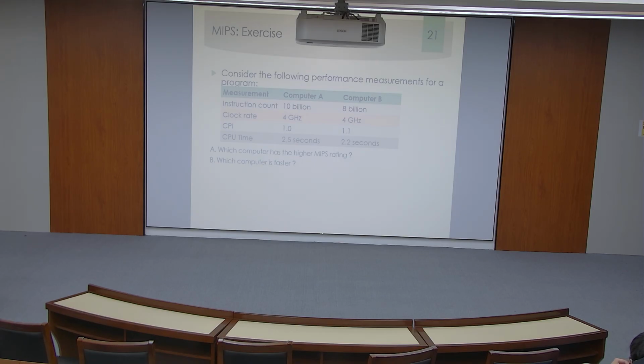So we have the instruction count for computers A and B, the clock rate, the CPI, and the CPU time. I want you to tell me which one has the higher million instructions per second rating. Please, you have 2 minutes to complete this.